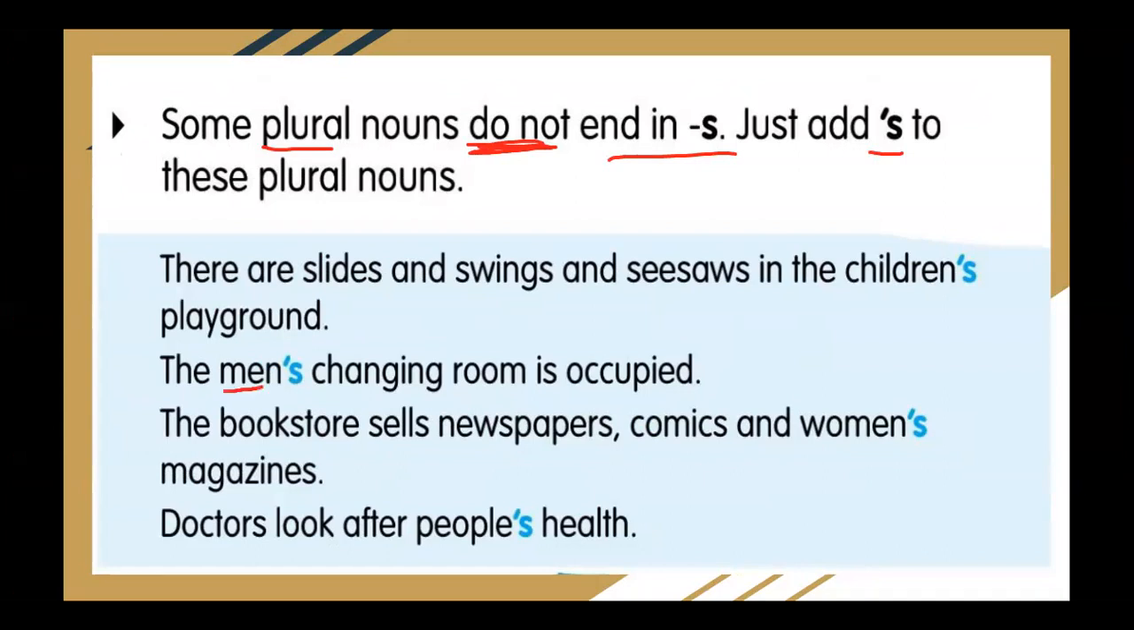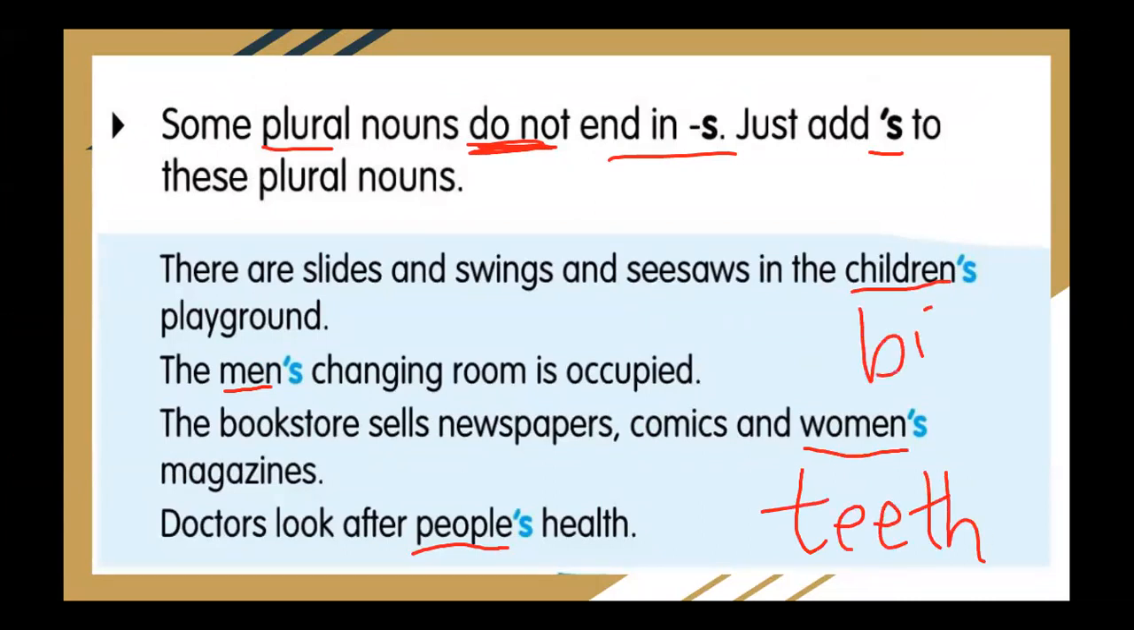See, men. It's a plural noun, right? Children. It's already plural, without an S. There is no S at the end. See, people, women. What else? Others are also there, like teeth or bison. Bison is both plural and singular. So here also we don't add any S.